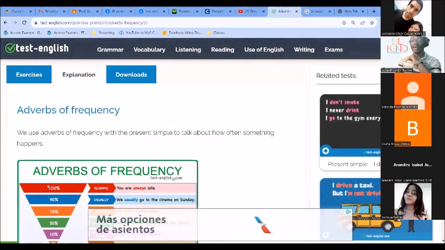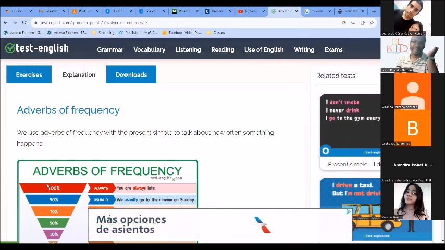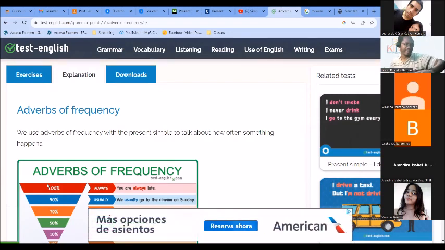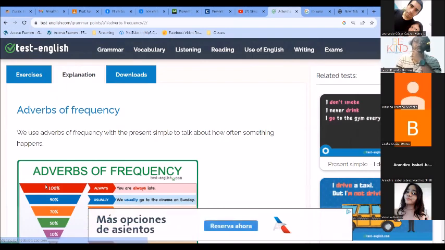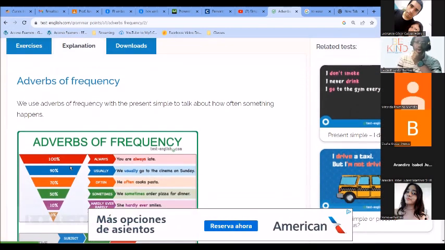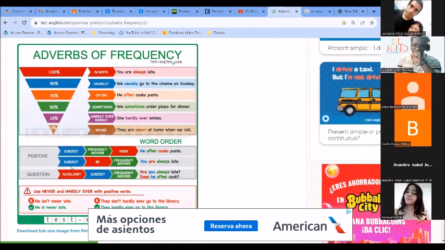One of the most common adverbs that we use with the present simple is an adverb of frequency because it tells just how many times in our week or days or months, etc., we do something. How often? So we use words like always, usually, often, sometimes, hardly ever, rarely, seldom, never, normally, frequently. These words help us to express how often we do something, okay?